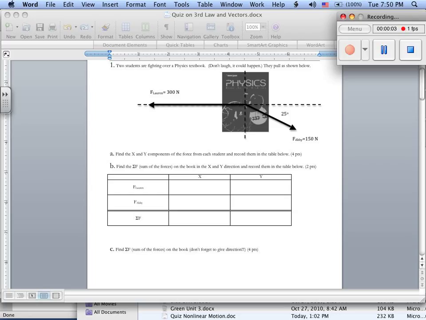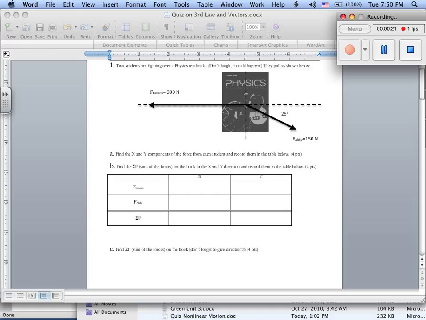So these are the solutions to the first quiz, on vectors and Newton's third law, that was taken last week, last Thursday and Friday, 11-4, 11-5. The first question has two students fighting over a textbook.